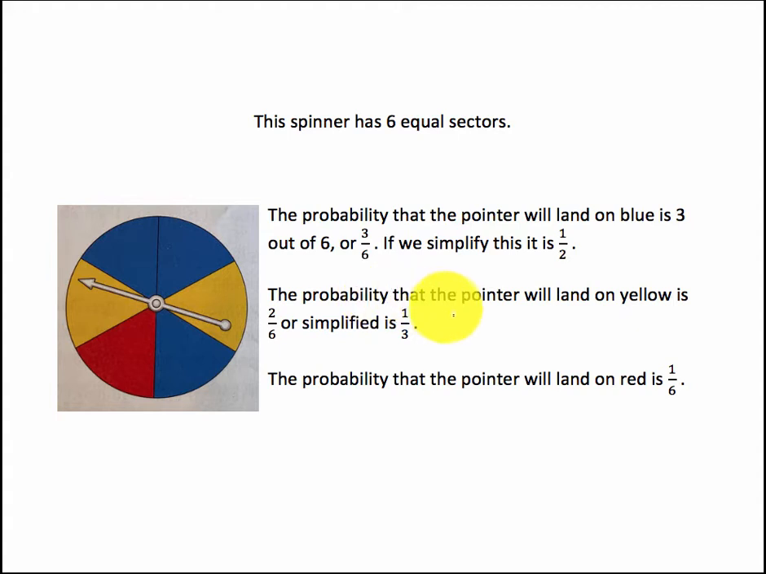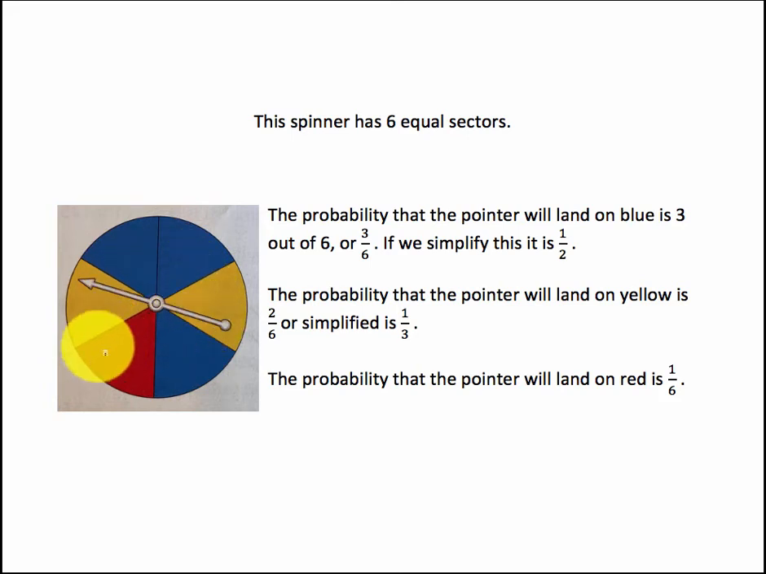The probability that the pointer will land on a yellow, well, because there's 2 yellows out of 6, is 2 over 6. Now that can also be simplified because 2 and 6 can be divided by 2. 2 divided by 2 is 1, and 6 divided by 2 is 3. So there's a 1 in 3 chance that this pointer will point at a yellow when you spin it.